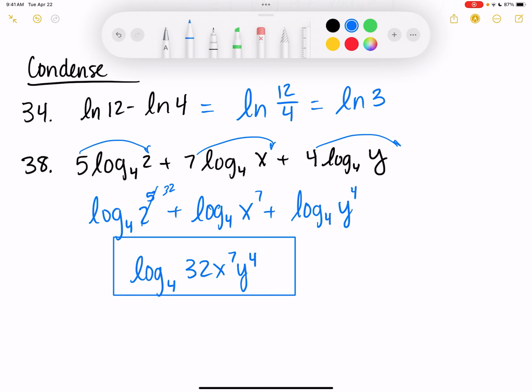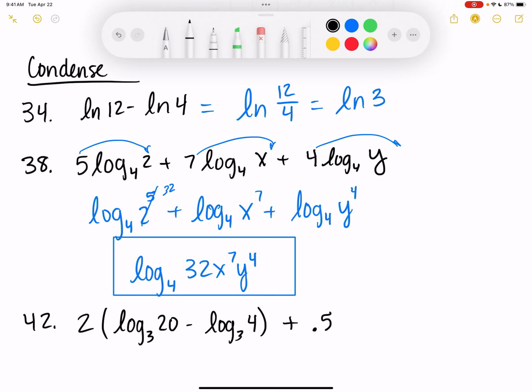Number 42: 2 times, and this is like a parentheses, log base 3 of 20 minus log base 3 of 4, and then outside of that, plus 0.5 log base 3 of 4.